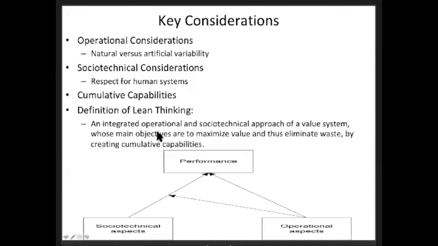And that provides a definition of lean thinking: an integrative, operational, and socio-technical approach of a value system whose main objectives are to maximize value and thus eliminate waste by creating cumulative capabilities. So it sort of provides a framework of how both of these aspects influence performance.